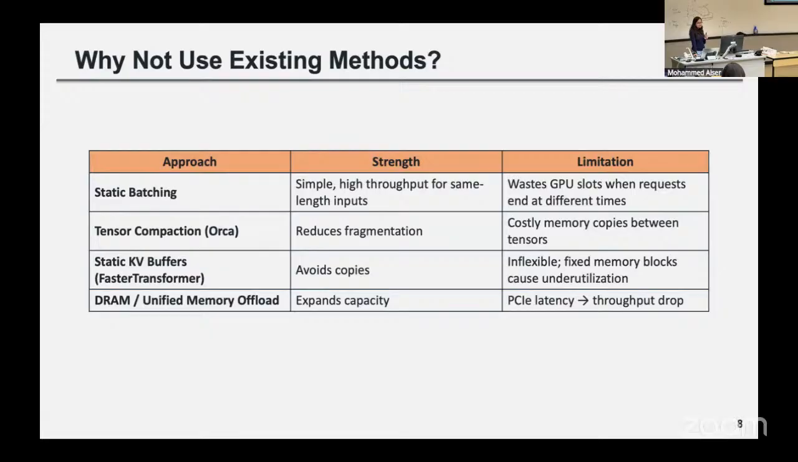Next we have DRAM or unified memory offload. Here what it does is it moves the KV data between CPU and GPU. Even though this expands the capacity of the memory, the PCIe transfers are very slow, and every time data moves between CPU and GPU, the latency increases and throughput drops.